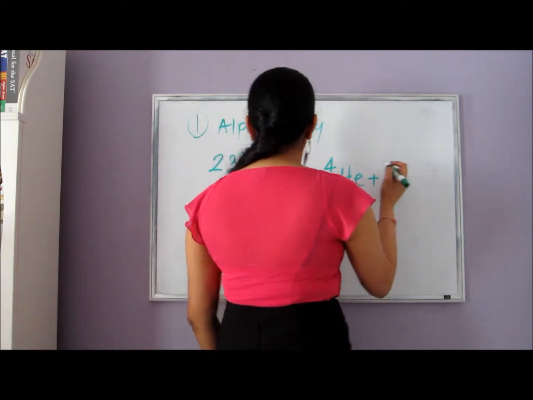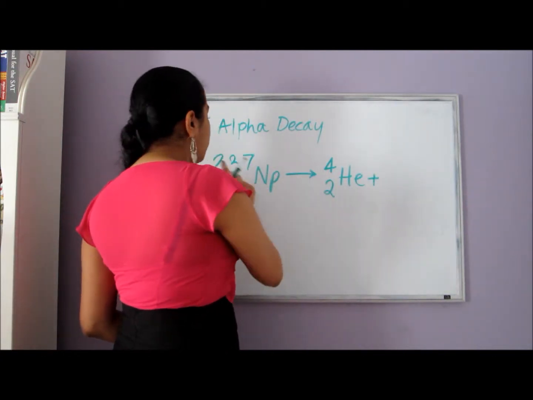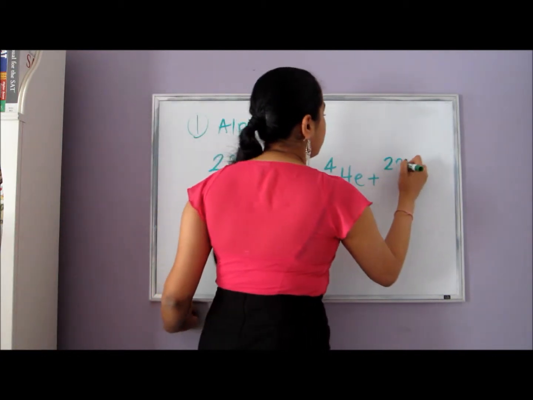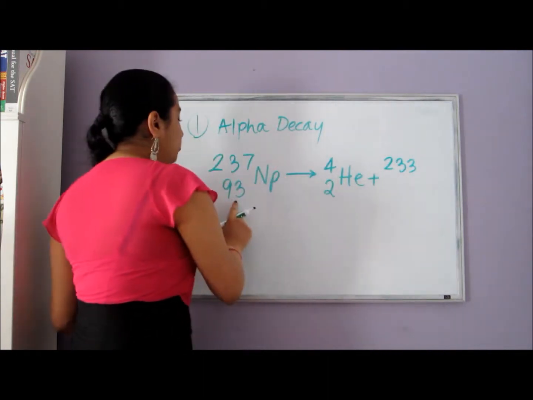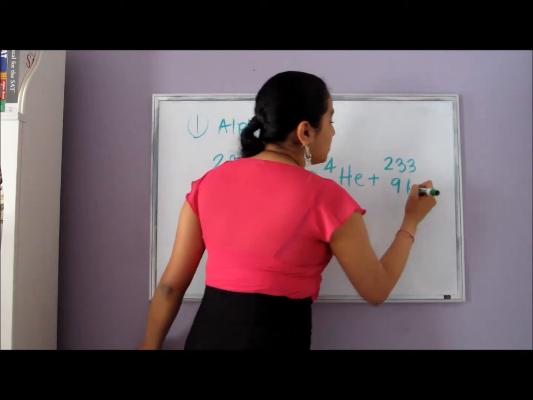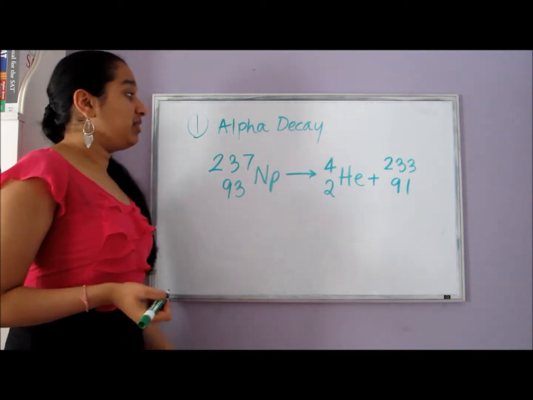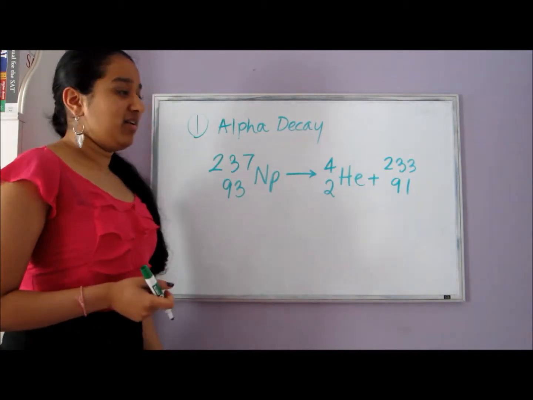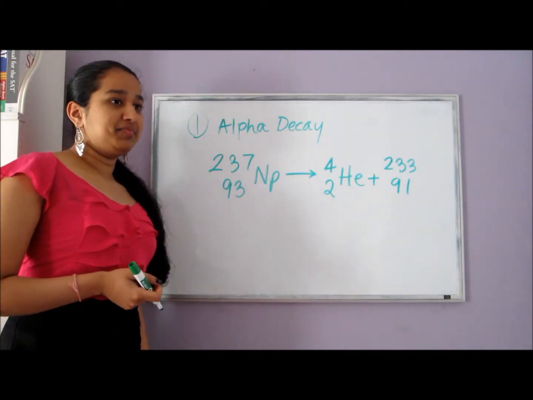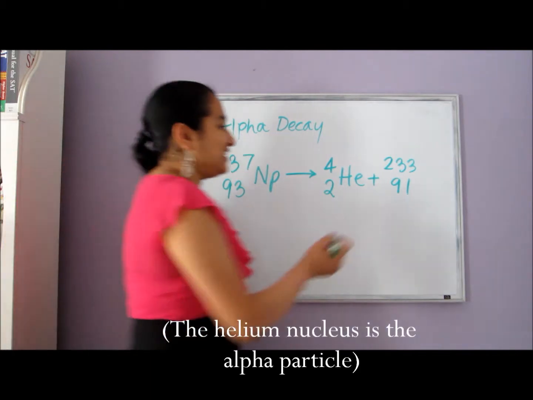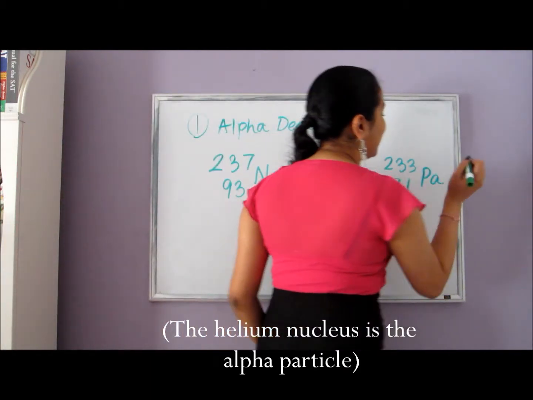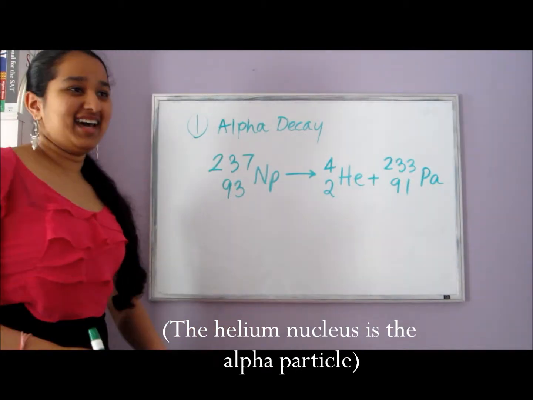nucleus, like I said. So to find this one, you subtract 4 from this, so that would be 233, and then you subtract 2 from that, and you get 91. So now can you look at your periodic table and tell me what element has an atomic number of 91? Is it protactinium? Yes, and it has the symbol Pa. And there you go, you have alpha decay.